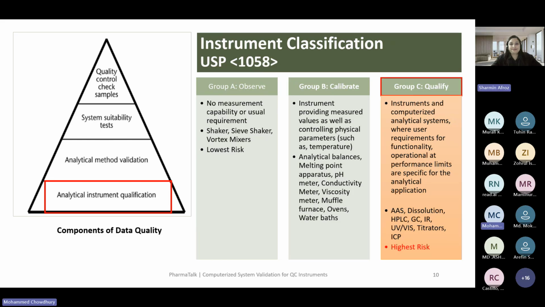One thing I need to add, an easy way of remembering: C for computer, C for system, C for critical. So Group C, we must qualify. Here, both the instrument and computerized system directly impact data quality. That's why they carry the highest risk and require full qualification and CSV. So the key message is: higher the risk, stronger the control, and Group C is where CSV becomes most essential.